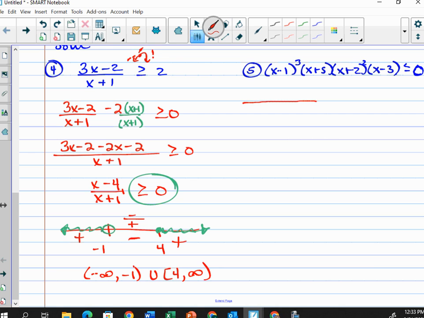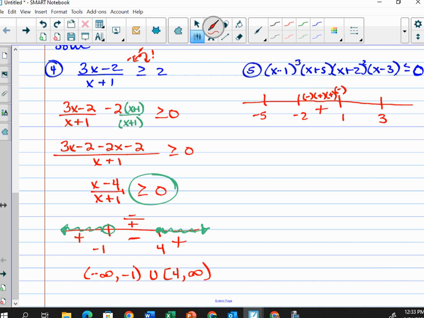All right, questions on 4? 5. We can just jump right to the number line on this one. You have 4 critical numbers this time. We've got -5, -2, 1, 3. Okay. So I'm going to test 0. Think about where 0 is on the number line, and then I plug it in. 0 minus 1, -1, cubed, still negative. 0 plus 5 is positive. Plus 2 squared, still positive, and then -3, negative. So, what is that section?